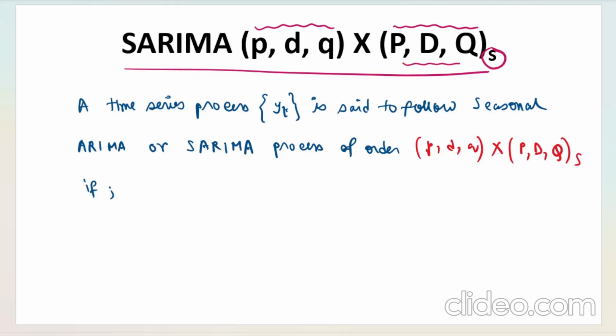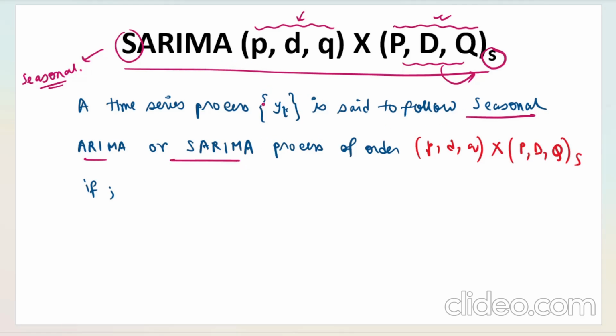So this second portion in the SARIMA model is only due to the existence of seasonality, and this is not applicable for all the data sets. Only in the data sets where you have seasonality, this portion comes, these parameters come. Otherwise you will have only these three parameters, right? So let us define again. A time series process Y t is said to follow seasonal ARIMA. SARIMA is seasonal ARIMA, and ARIMA is auto-regressive integrated moving average process.